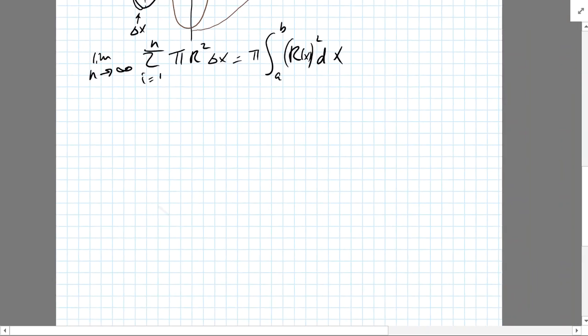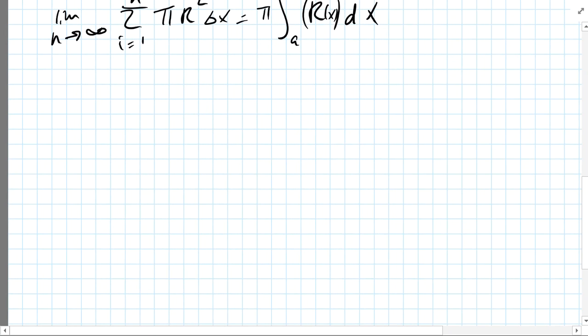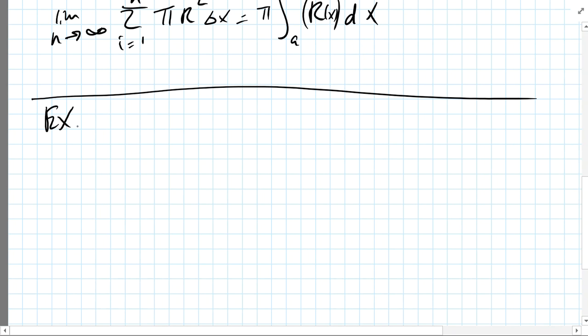So we're about to do a problem. Let's see if we have enough room. We have enough room to start this. All right, so our example, Example 1. We are going to find the volume.